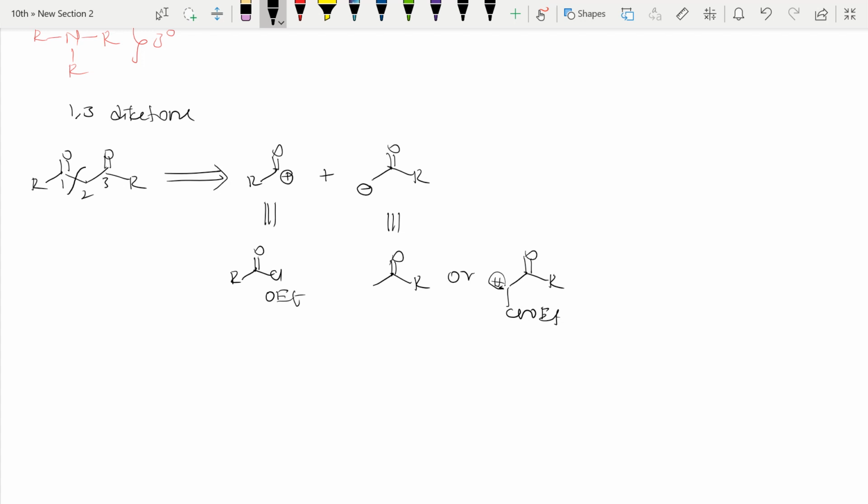I hope you are getting it, right? Yes, you got it. So this 1,3-diketone will undergo a reaction. You can write it, I hope.